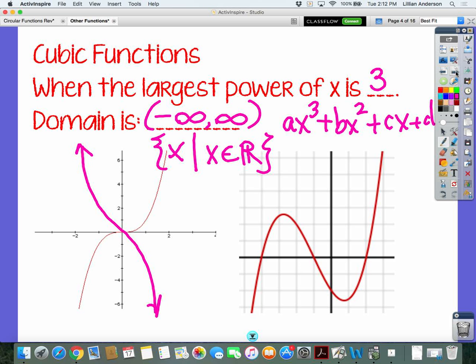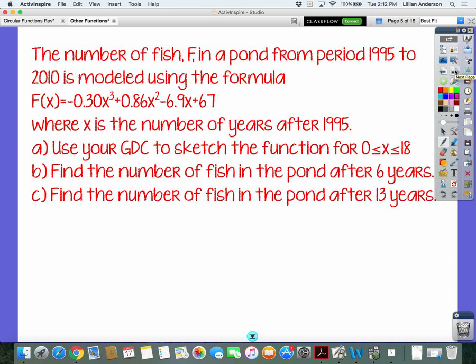For example, it says the number of fish F in a pond from 1995 to 2010 is modeled by this function. You need to make one correction. I misplaced the decimal point. It should be negative 0.030 x to the third plus et cetera, where x is the number of years after 1995. Now it says use your graphing calculator to sketch the function for 0 is less than or equal to x, less than or equal to 18.